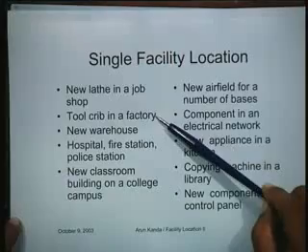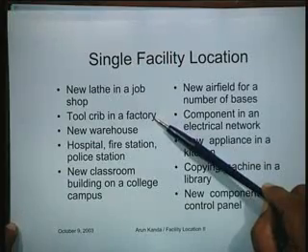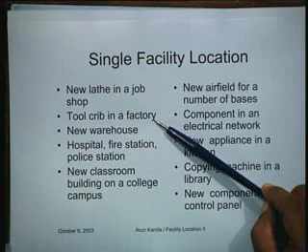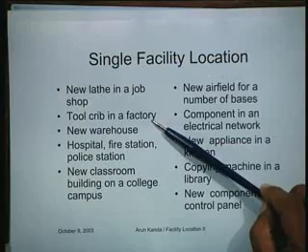A tool crib in a factory. A tool crib is the place where workers take their tools and deposit their tools every time. So it's a common facility for all workers. You might want to find out what is the best location of the tool crib such that the total travel distance of all the workers is minimized, which means total time is minimized, which means their productivity is maximized because they are wasting less time in commuting in that sense.